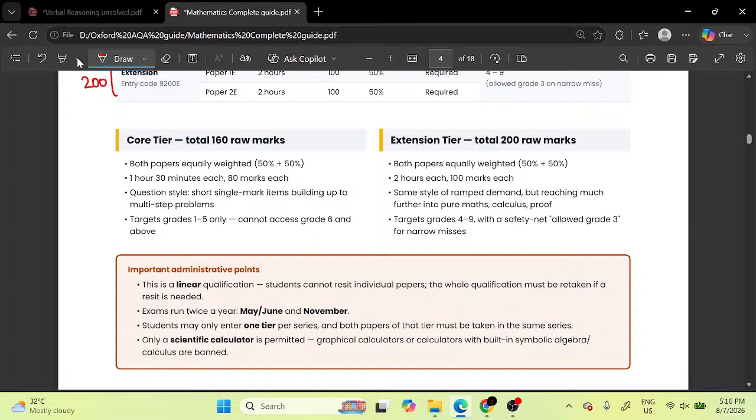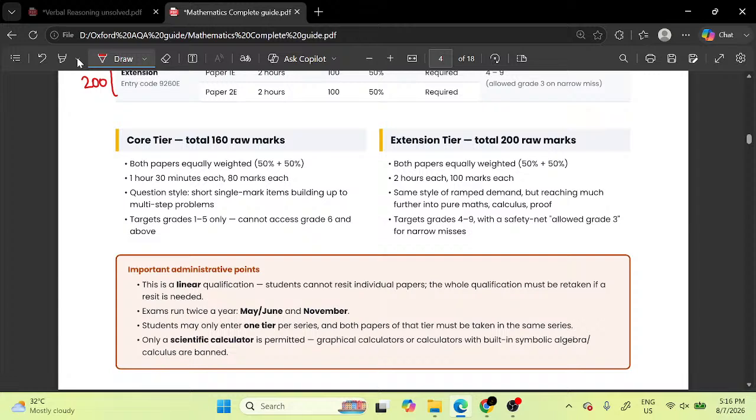Both papers are equally weighted, 50-50%, 2 hours for each paper. Paper 1E is also 2 hours, Paper 2E is also 2 hours, and both of them are 100 marks. So the same style, RAM demand, but reaching much further into pure maths and calculus proofs. Over here the pure maths and calculus is extensive, so this is a bit more difficult compared to the core.